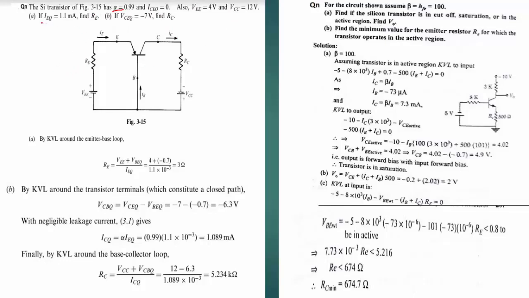So find RE if emitter current ya kwenye emitter ni 1.1. Find RE. So we can form a loop here and we find that VEE is equal to IE RE plus the voltage there is the voltage between the base emitter.